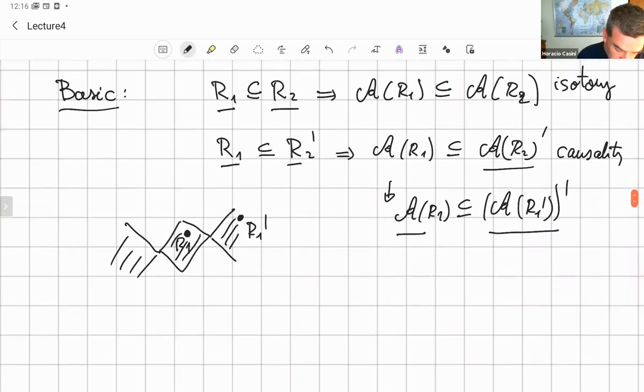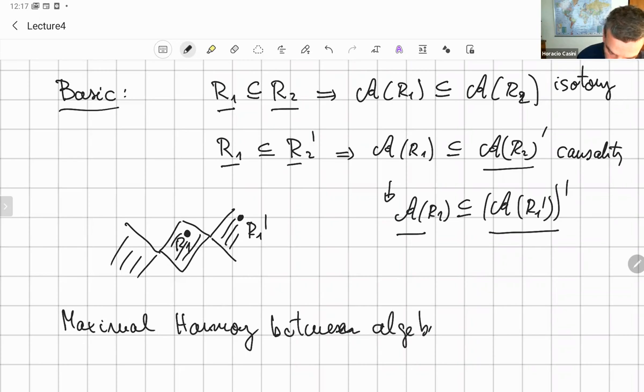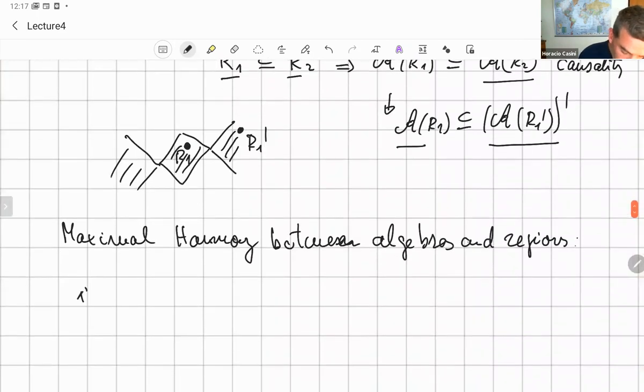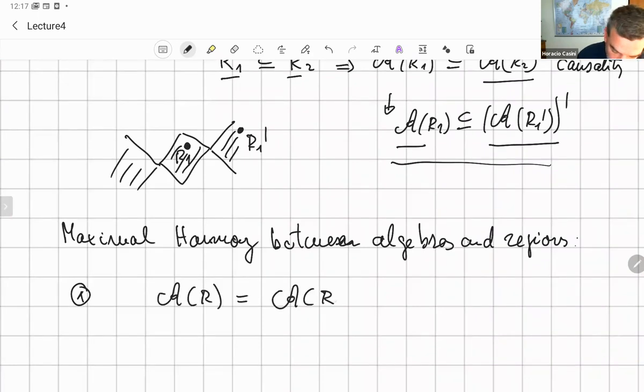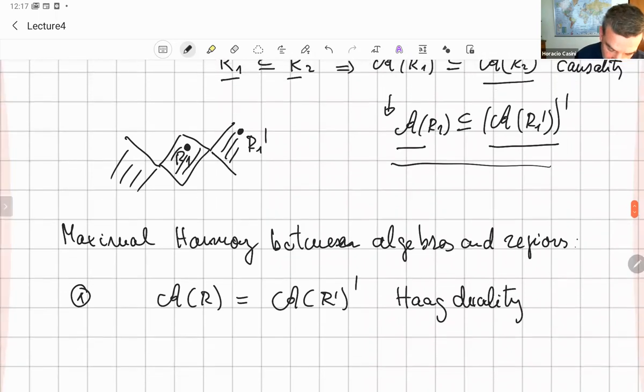Then these are basic relations, but what could we expect as a maximal possible harmony between algebras and regions? Then you could ask more. You could ask that this relation, which is inclusion, saturates. So the algebra of R is equal to the algebra of R prime prime. This is called Haag duality. It's a kind of completeness of the algebra, in the sense that any operator that you can add, you are adding.